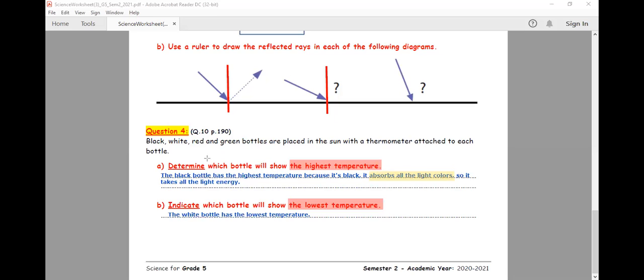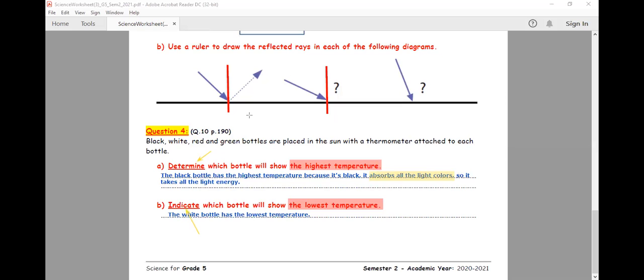In this question, you need to justify, because I'm asking you to determine the answer. In part B, I'm only asking you to indicate. There is no need to tell me why. Okay, if you want, you can add it.